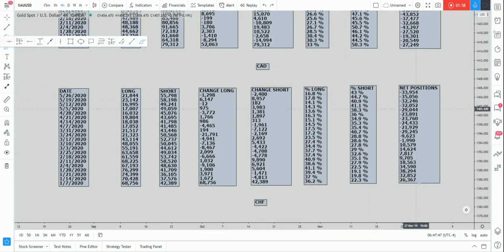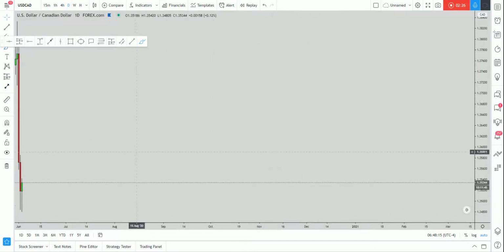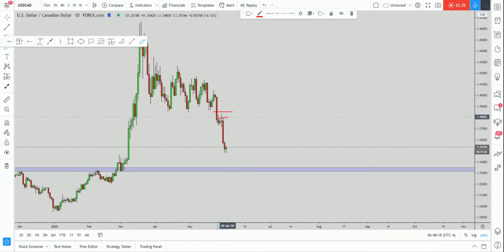And what we can see is that currently on the CAD, we went from having 34K net positions all the way down to having minus 33K net positions, meaning that we went from having more longs than shorts to having more shorts than longs. From an institutional perspective on the CAD, in fact, we currently have 55K shorts and 21K longs, meaning that at the moment during this move to the downside, hedge funds have basically been shifting their positions from having more shorts than longs to having more longs than shorts on USD CAD.